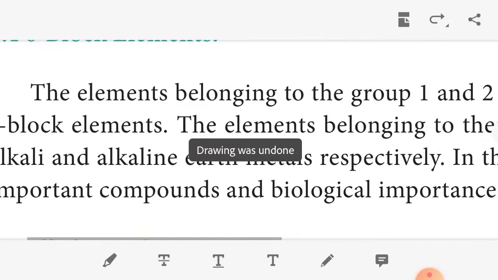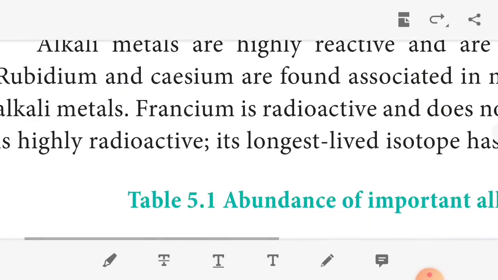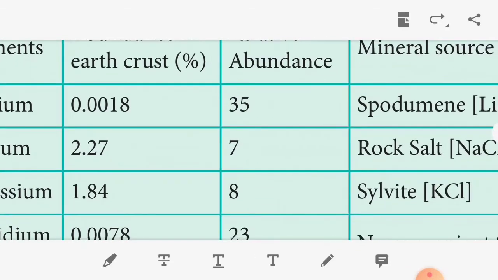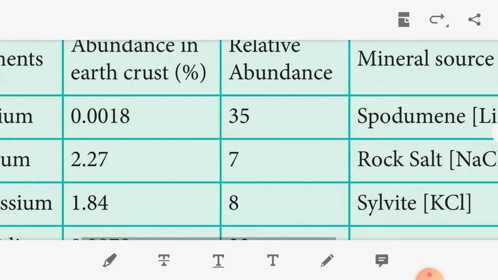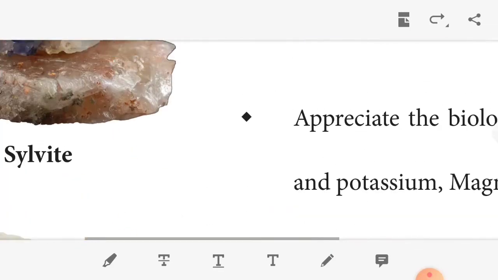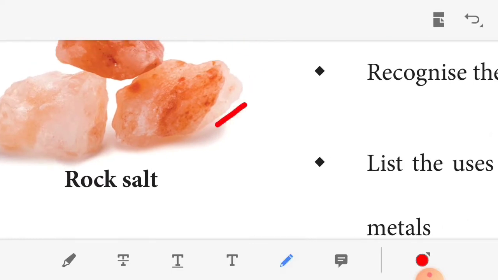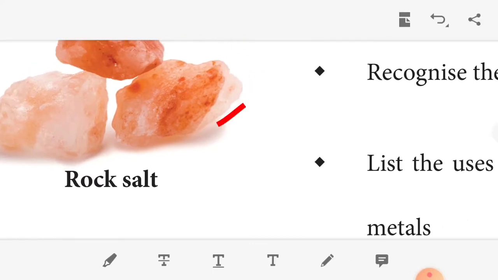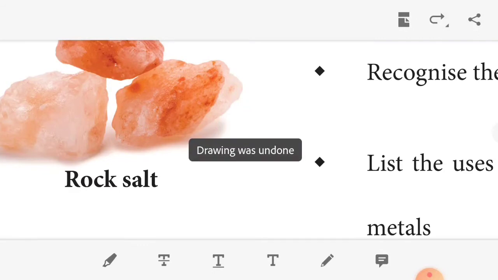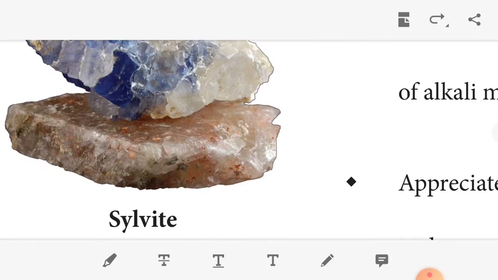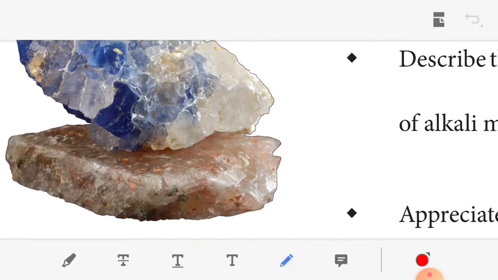Next, sodium. The abundance in the earth's crust is 2.27, and the relative abundance is 7. Its source is rock salt, a mineral salt, which is NaCl. Next, potassium. The abundance in the earth's crust is 1.84 and the relative abundance is 8. The mineral source of potassium is KCl, potassium chloride.